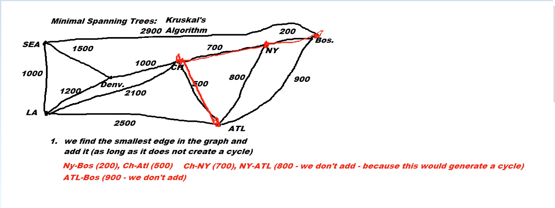Next up, let's see. Looks like we've got 1,000 twice. There are two 1,000s. That's the next biggest. So we add Denver to Chicago, that's 1,000. Seattle to LA is 1,000. So we add Denver to Chicago, 1,000, and LA to Seattle, 1,000. We add those.